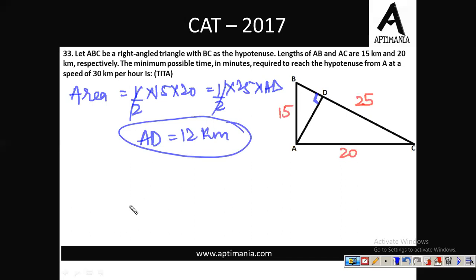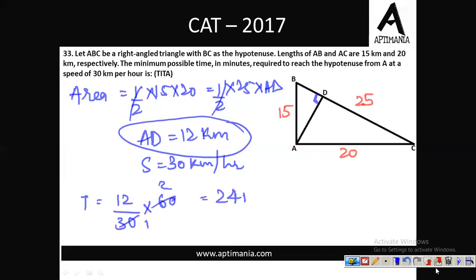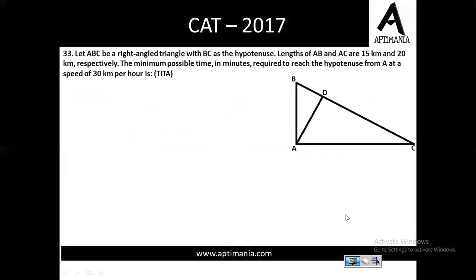आपको स्पीड पता है 30 किलोमीटर पर आवर की है, आपको टाइम कैलकुलेट करना है, so time will be equals to distance upon speed, and this time is in hours. To convert into minutes we'll multiply it by 60. So this is 2 and this is 1. Answer will be 24 minutes. So for question number 33, the correct answer is 24 minutes. Let's go ahead to the next question.